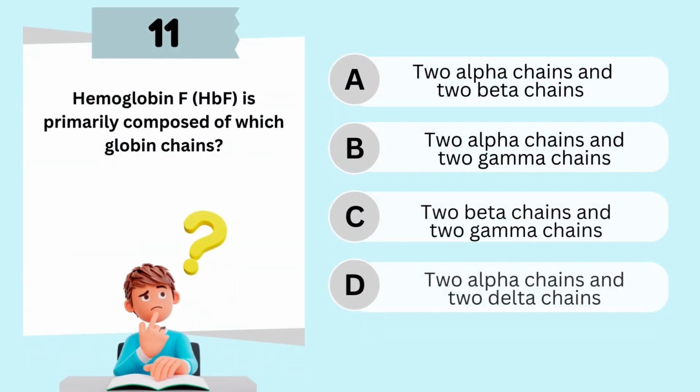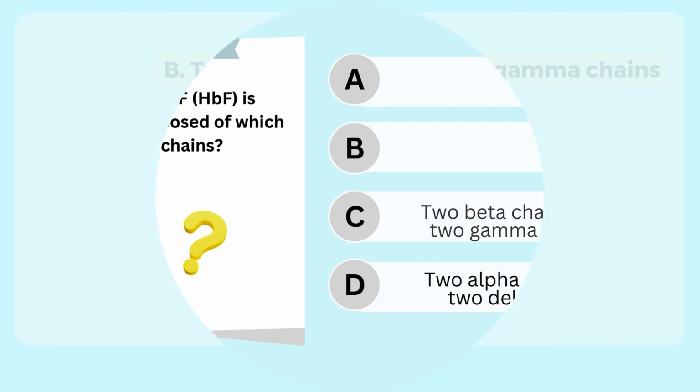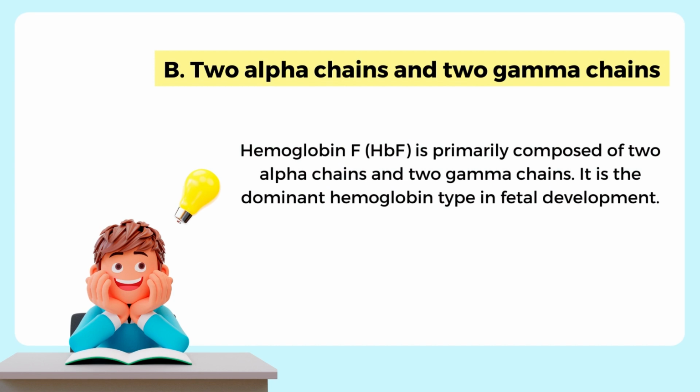Hemoglobin F is primarily composed of which globin chains? The correct answer is B. 2-alpha and 2-gamma chains.